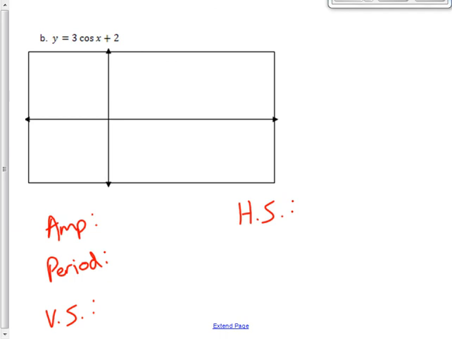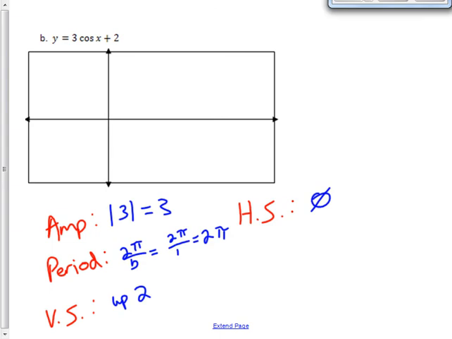Okay, so let's take a look at the second one here. I'm going to fill in this information, so if you don't want the answers to this, if you want to try it yourself and then see what happens, stop the video right now, because I'm going to fill in everything, and it's going to show up in about 5 seconds. So here's the amplitude, the number in front.